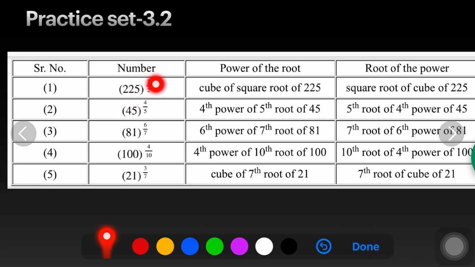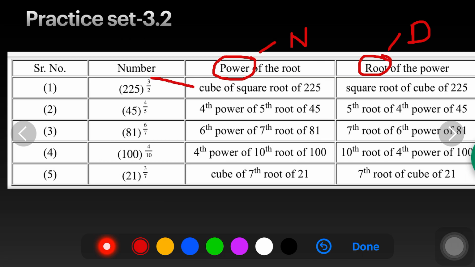225 raised to 3 upon 2. The first column consists of power of the root. The second column consists of root of the power. Now in power of the root, how are you going to start writing? Cube means the upper index, that is the numerator. As you can see, 3 is the numerator, 2 is the denominator. So in power you are going to start with the numerator. We are talking about the numerator of the index. Now 3 is considered as cube. So cube of the square root of 225.